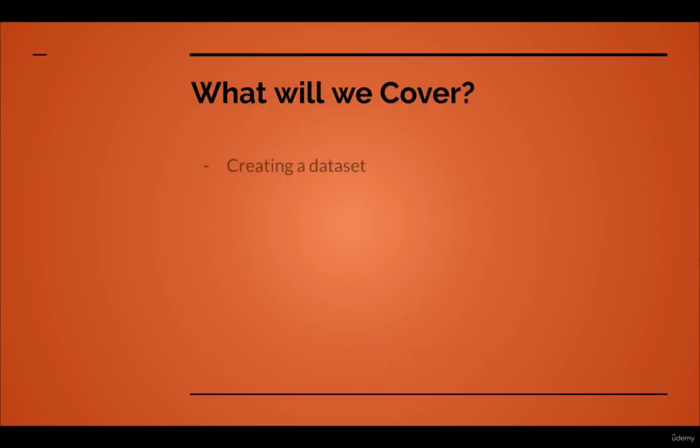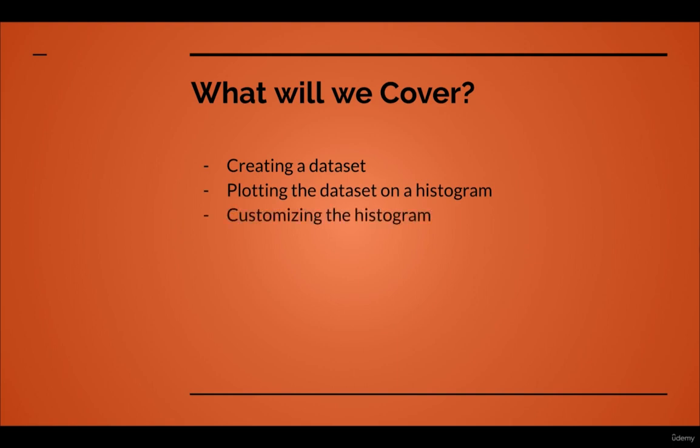So for starters, we're going to create a separate dataset for this histogram because it does represent a different kind of data. We'll talk about what kind of data it can be used to represent and where we would use it. Then we'll plot the dataset on a histogram and then customize it a little bit. Once again, we won't go over all of the customizations, but we'll cover some of the more commonly used parameters. So let's head on over to the code now.